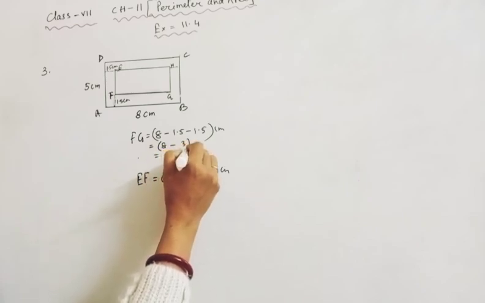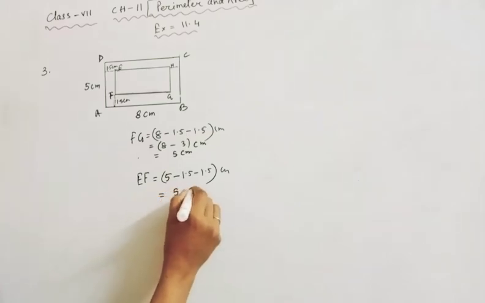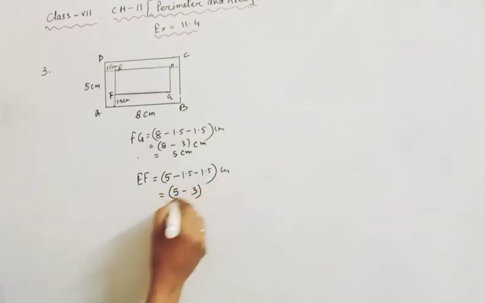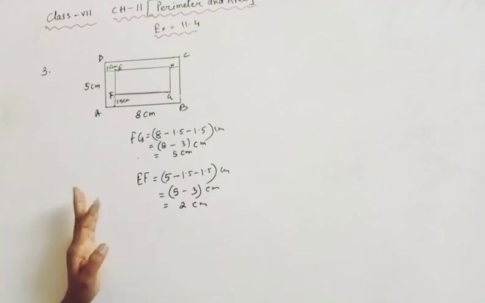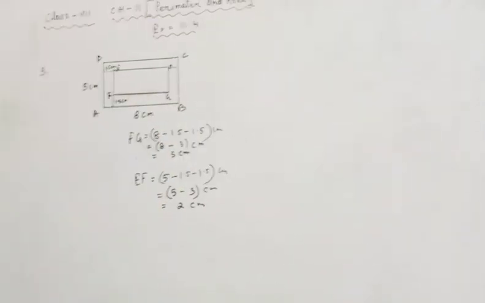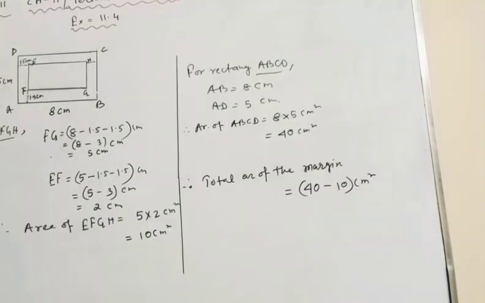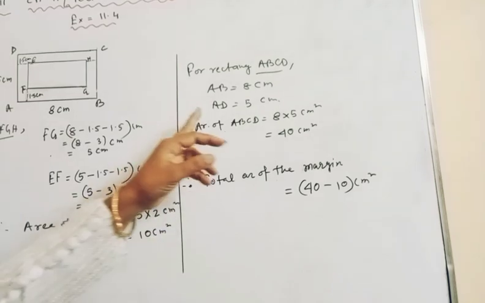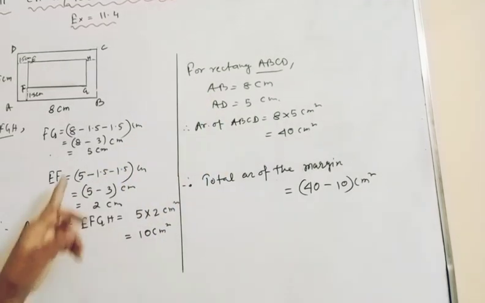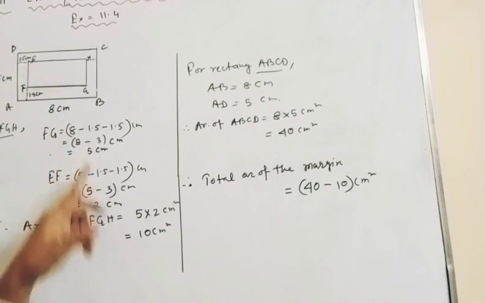that is 5 centimeter. Here 5 minus 3, 1.5 twice, it is 3 only. So 2 centimeter. So the inner length and breadth of the inner rectangle is very clear, and the length and breadth of the outer rectangle is given. Now we have already found out the length and breadth of the inner rectangle. It is 5 and 2.